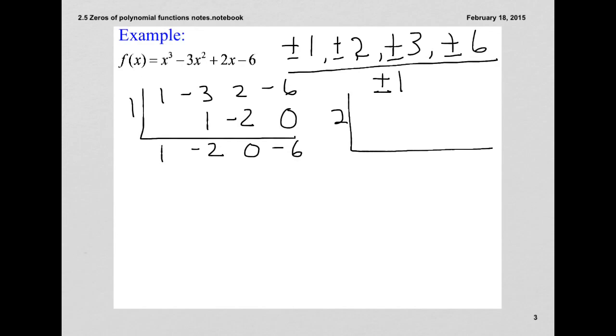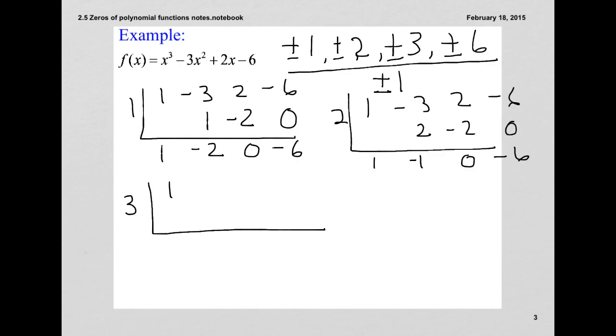So, we put in 2. My coefficients are 1, negative 3, 2, and negative 6. Bring down the 1. 2 times 1 is 2. Negative 3 and 2 is negative 1. 2 times negative 1 is negative 2. That's 0. 2 times 0 is 0. That's negative 6. Well, that one didn't work either. Let's keep going up, though. So let's try the next one, which is 3.